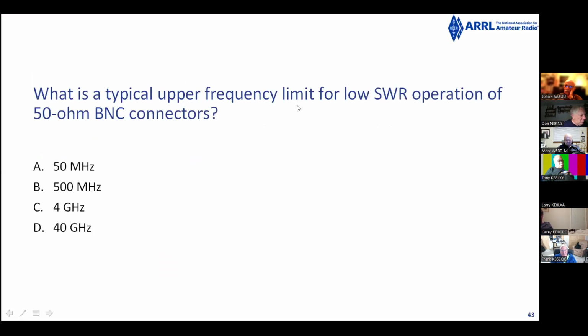Practice question: what is a typical upper frequency limit for low SWR operation of 50 ohm BNC connectors? Oh, they're going to quiz you on this stuff. 50 megahertz, 500 megahertz, 4 gigahertz, 40 gigahertz. I'll be guessing here. But BNC, we just covered it. It's 4 gigahertz. Yeah, I think it was. It's pretty good, really, the BNCs. Gosh, we used them a lot. Yeah, BNC is 4 gig.